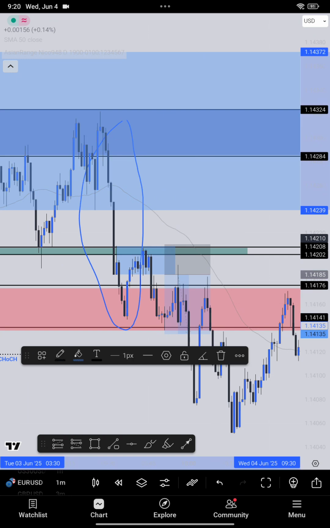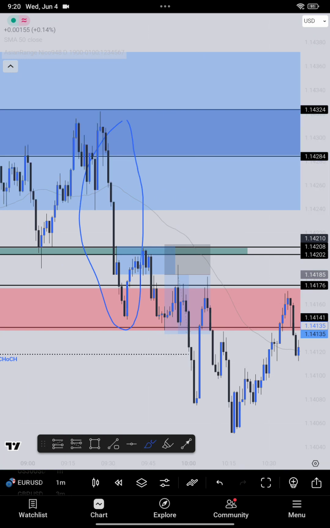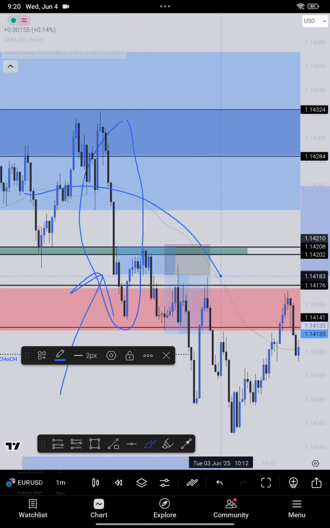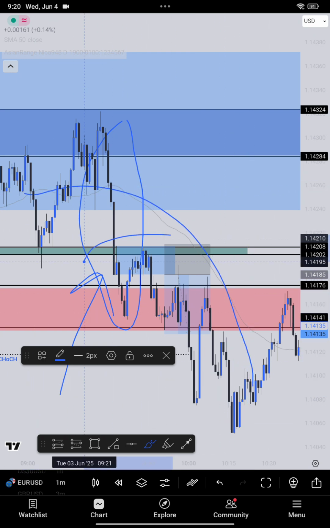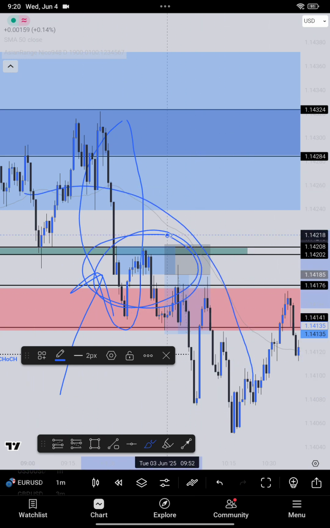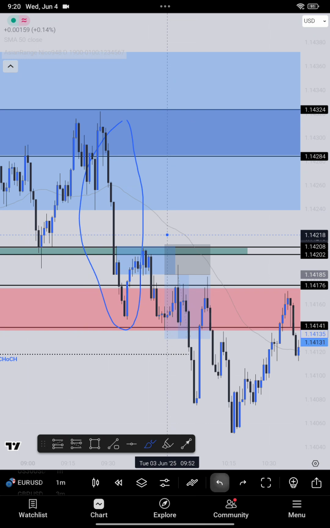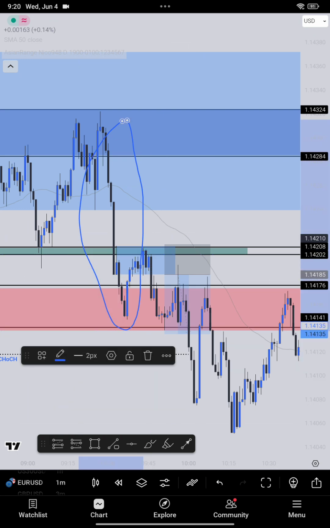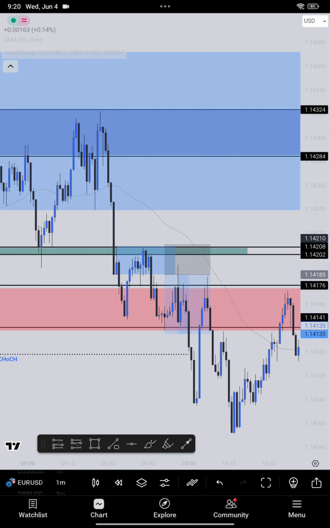Why? Because our POI, the OB, is below the moving average. This is a supply right over here. Let me just make this a bit prettier now. It's looking a bit messed up. Let me just put this here, delete this. Right, I'm just trying to make this pretty so you guys can follow and not really lose track of what I'm trying to say.